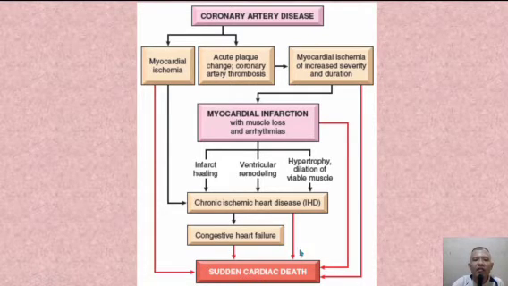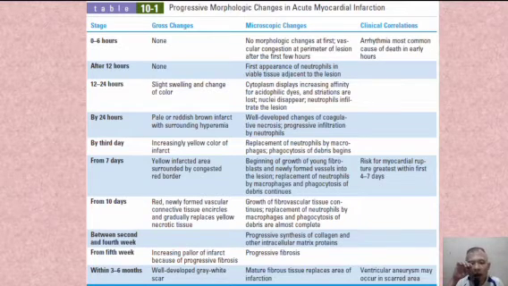Okay. So it is nice to note that sudden cardiac death is not really preceded by myocardial infarction. In fact, the majority of cases of sudden cardiac death are from cases of myocardial ischemia, myocardial ischemia that is undergoing arrhythmia. Majority of these cases lead to sudden cardiac death.